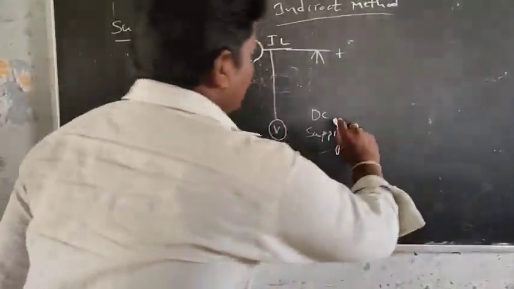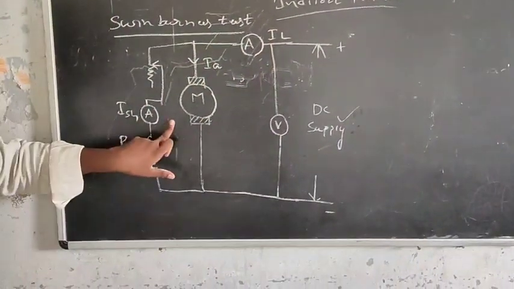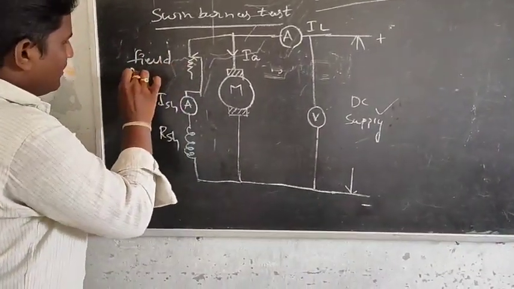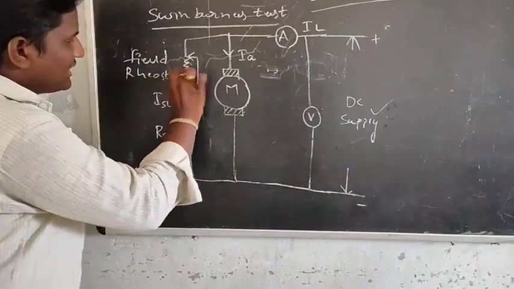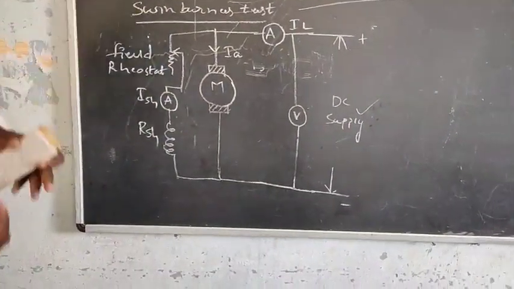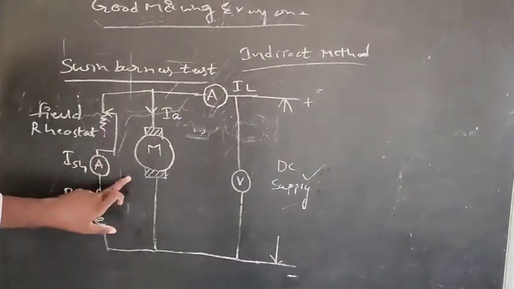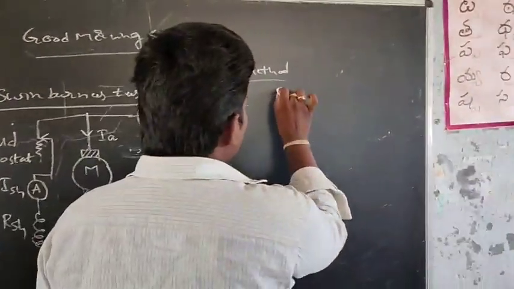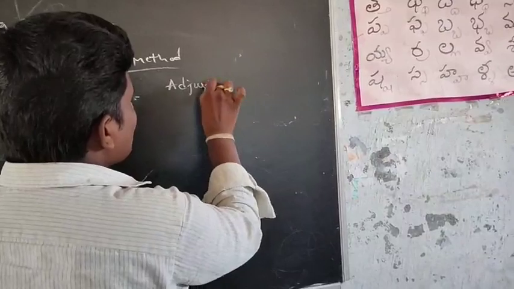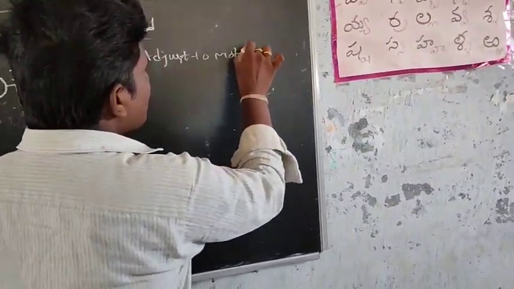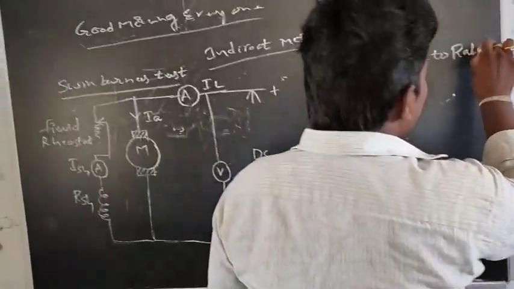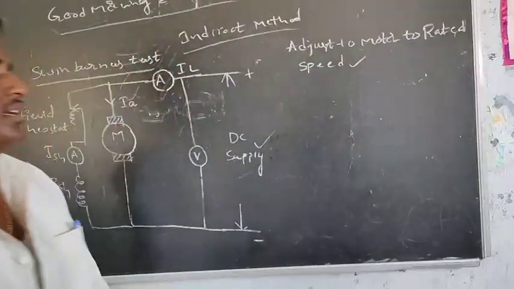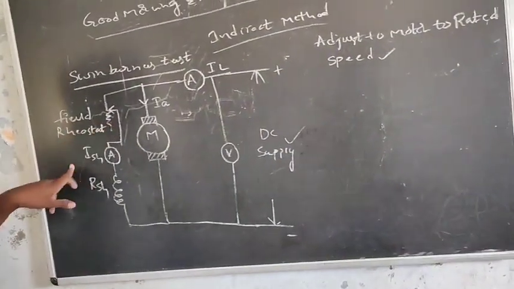Apply the voltage to the motor. The motor will run by adjusting the field rheostat. While adjusting the field rheostat from minimum, the resistance is varied, the speed of the motor is affected, and the motor can get to rated speed. Adjust the motor to rated speed. The rated speed can be obtained by adjusting the field rheostat.